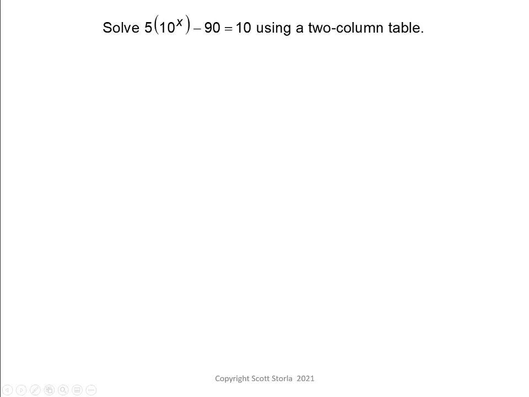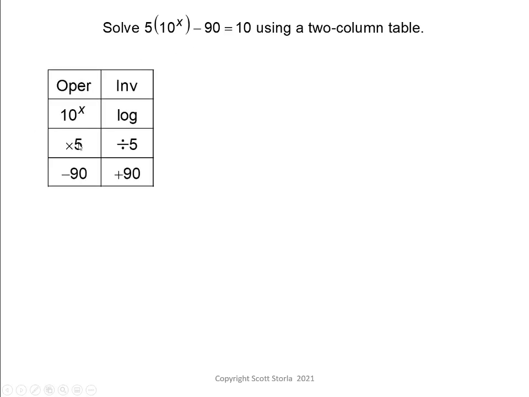How about here? If x was a number, I'd first find 10 to the x, and then I would multiply by 5, and last I would subtract 90. So that's going to be the order in the left column. In the right column, I would add 90, divide by 5, and find the common logarithm since my original base was a 10.